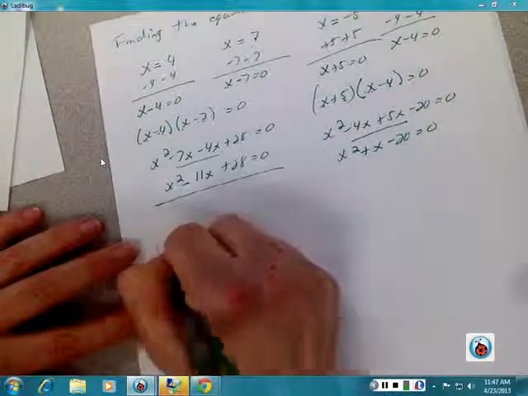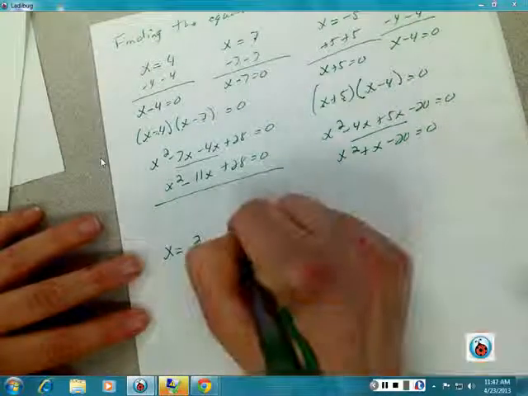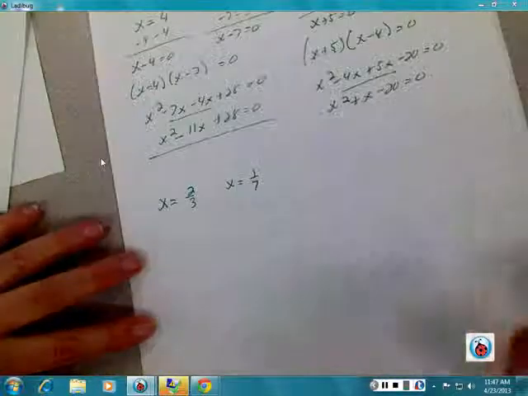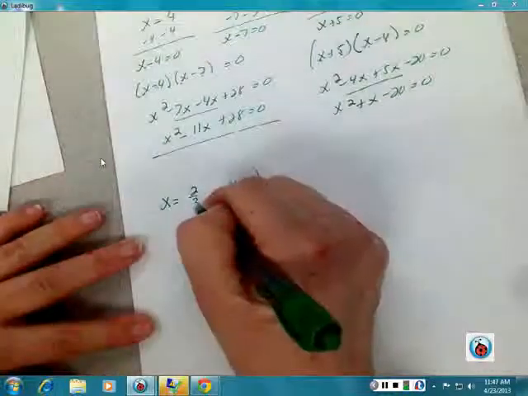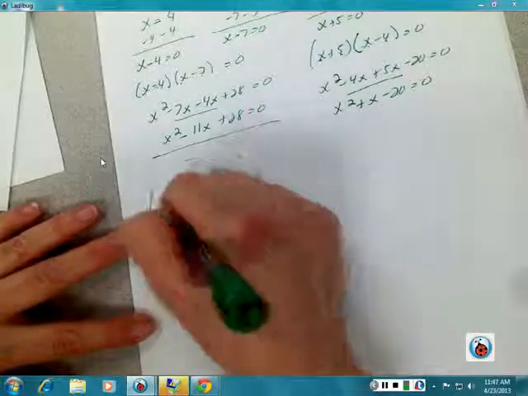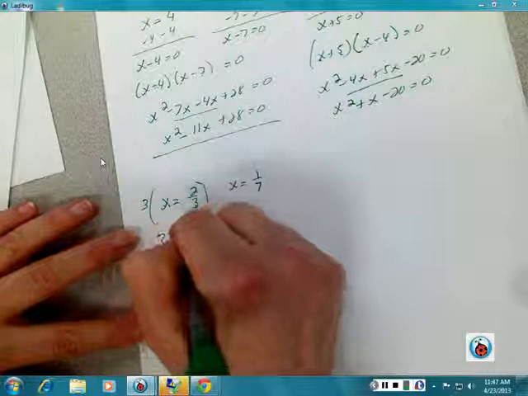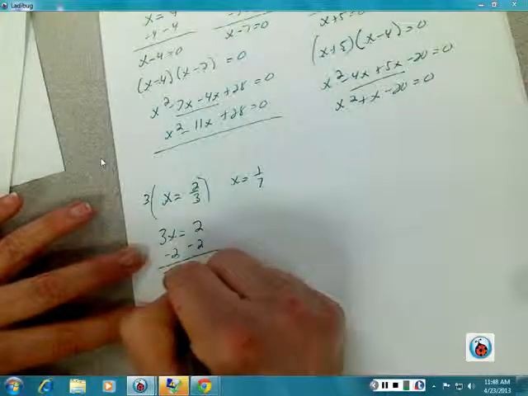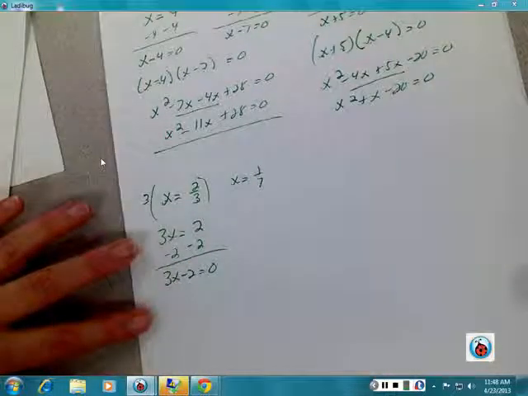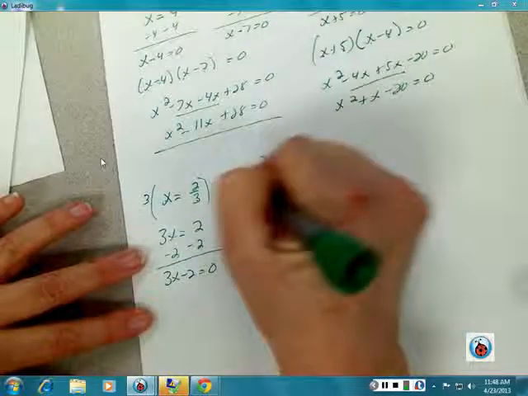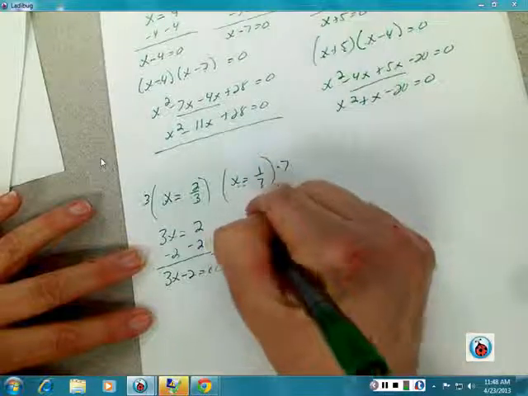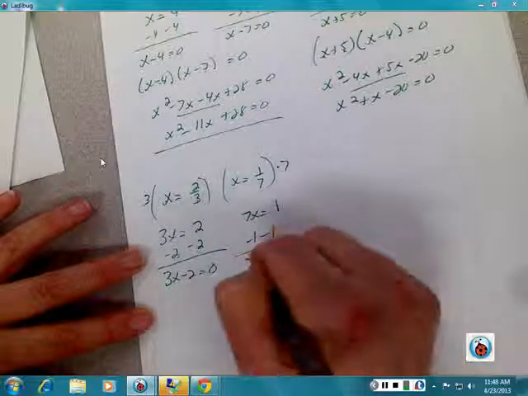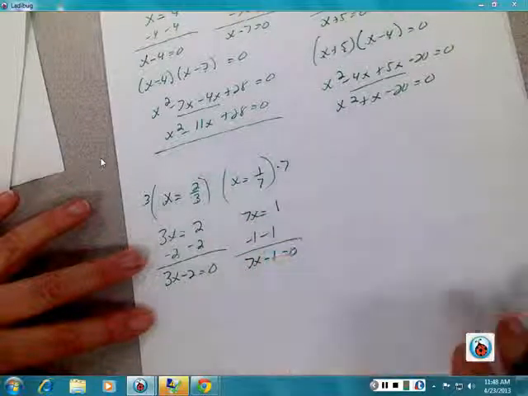If you have x equals 2/3 and x equals 1/7, I've got a little more work to do because I first have to multiply both sides by 3. So I get 3x is equal to 2. Subtract 2 from both sides, so I get 3x minus 2 is equal to 0. Do the same thing over here: multiply both sides by 7, so I have 7x is equal to 1. Move my 1 over, and I have 7x minus 1 is equal to 0.